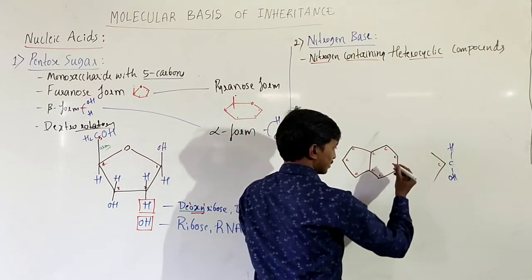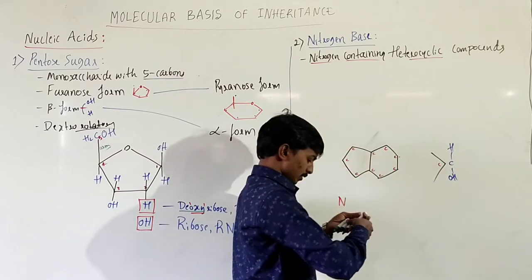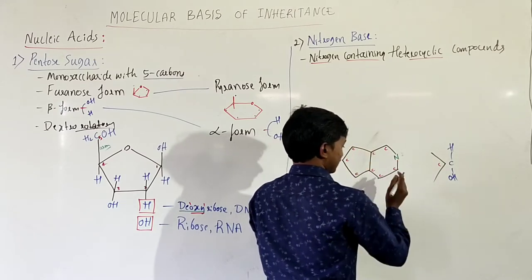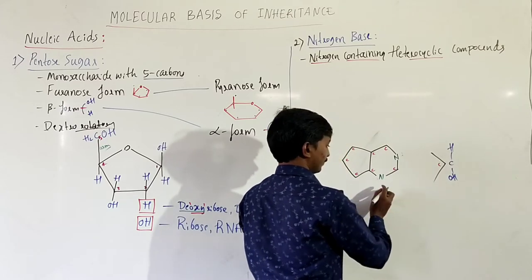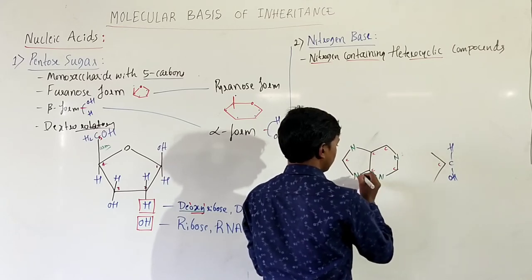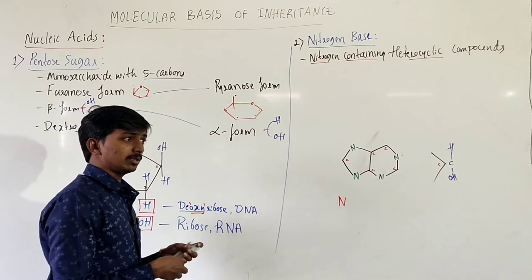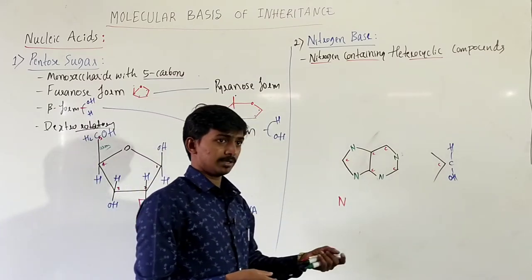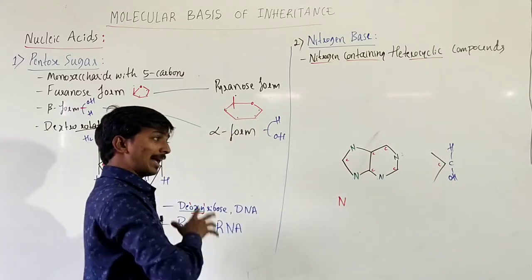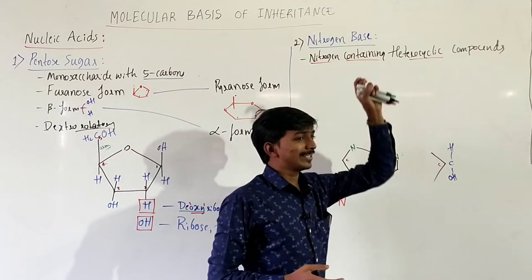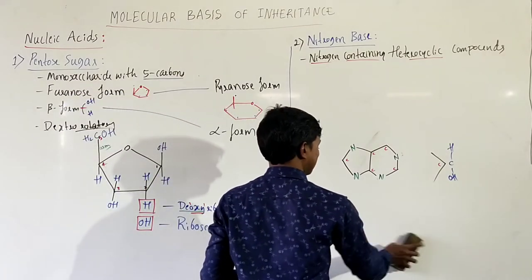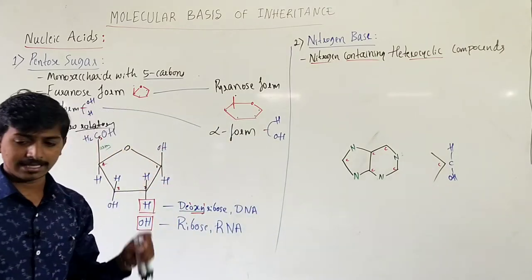Let us name the positions 1, 2, 3, 4, 5, 6, 7, 8, 9. The first carbon is replaced by nitrogen. Third carbon replaced by nitrogen. Seventh carbon replaced by nitrogen. And ninth carbon replaced by nitrogen. Like that, in a compound containing all carbons, some of the carbons will be replaced by nitrogen. Hence, they are known as nitrogen containing heterocyclic compounds, or derivatives of benzene, or benzene relatives. Right? This is the actual meaning.